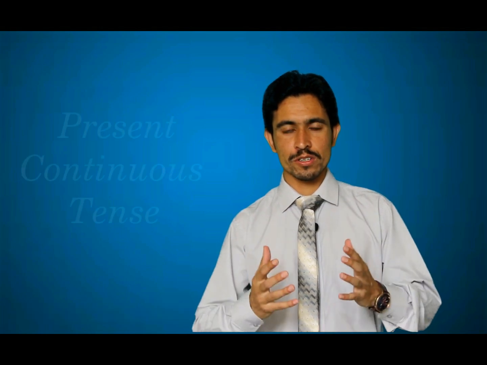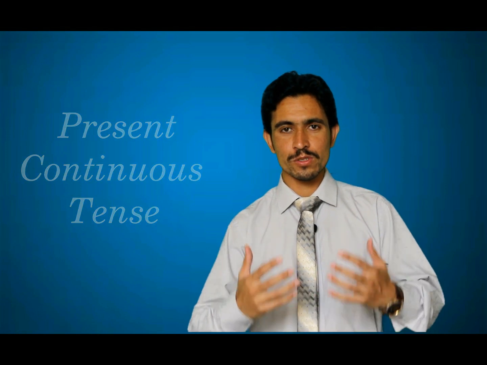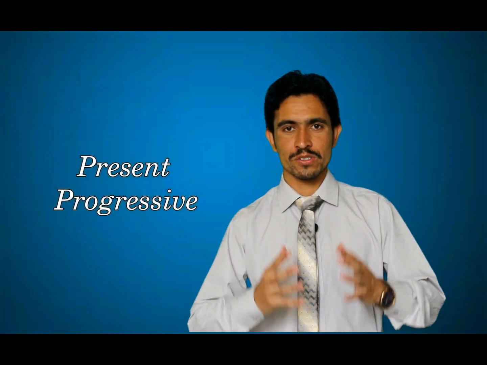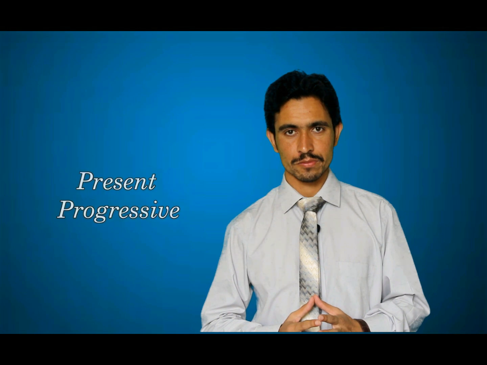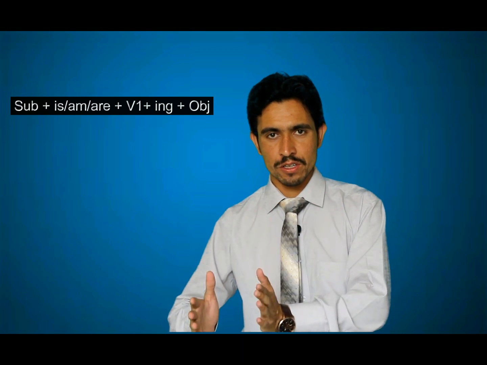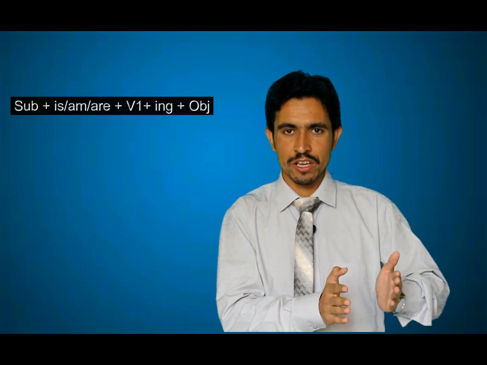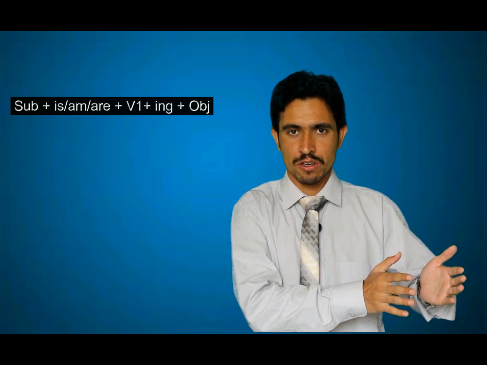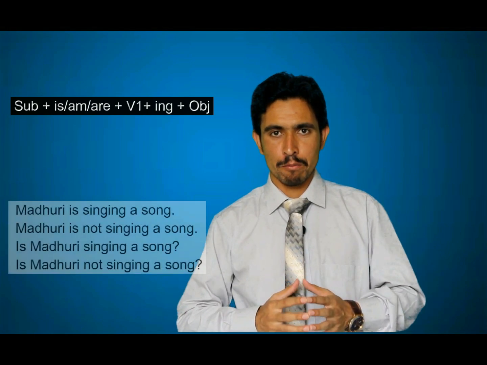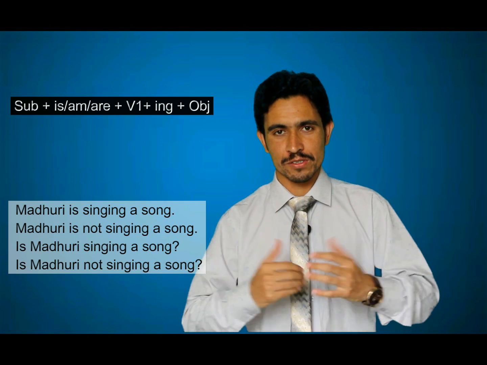Today we are going to discuss present continuous tense. This tense is also known as present progressive. In this tense, first we use subject, then helping verbs are used, then first form plus ing and then object. For example, Madhuri is singing a song. This is a positive sentence.